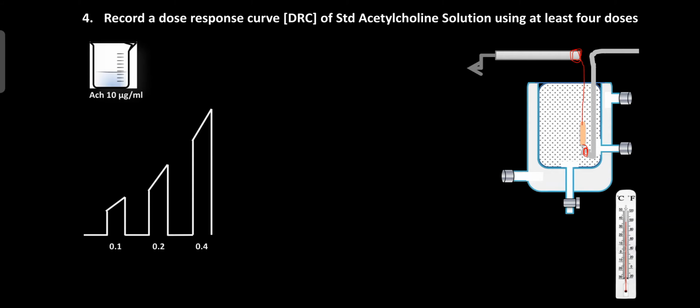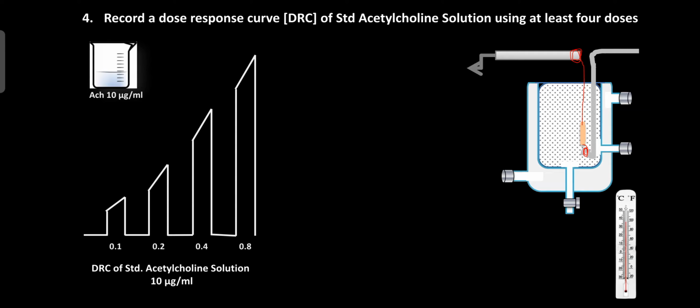After that, take the baseline for 30 seconds and add 0.8 ml of acetylcholine solution and record the responses due to the addition of 0.8 ml of acetylcholine solution for 30 seconds. After 30 seconds, once again stop the drum and change the Tyrode solution. So this is known as the DRC of standard acetylcholine solution.